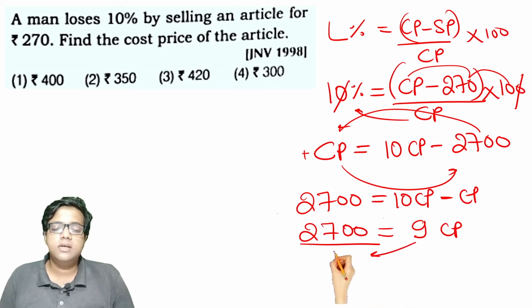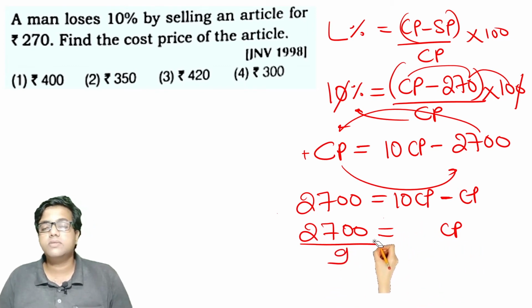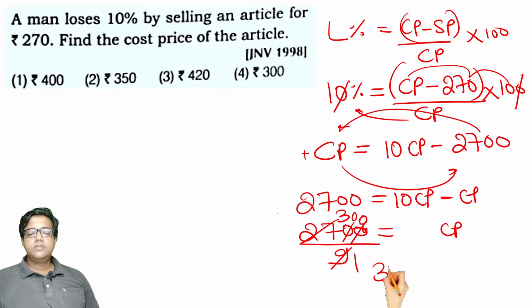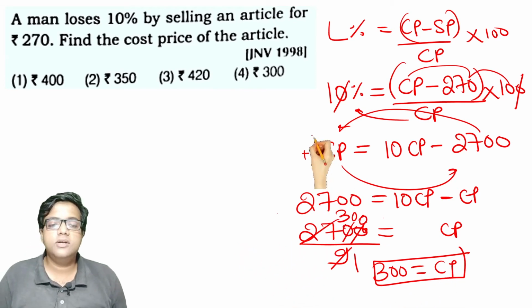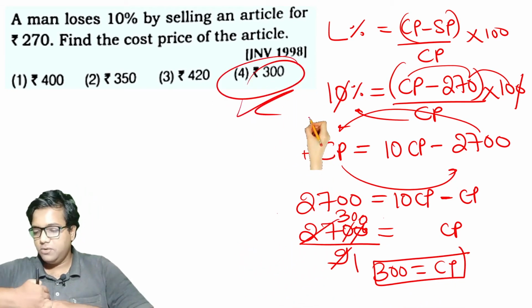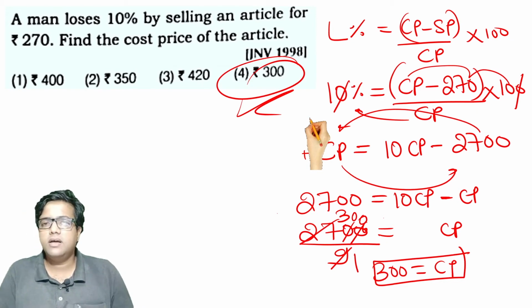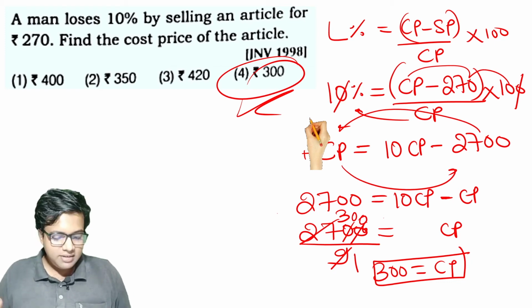9 will cross over and it will go to the denominator. So CP is equal to 2700 by 9. So this can be divided here. 9 9s are 9, 9 3s are 27, 9 zeros are 0, 9 zeros are 0. So therefore 300 is equal to the cost price, or the cost price is equal to 300 rupees. Option 4 is the right answer for this question. It's all about the simplification, remembering the formula and applying those values in the formula and finding out the answer at the end. That is all the trick lying here.